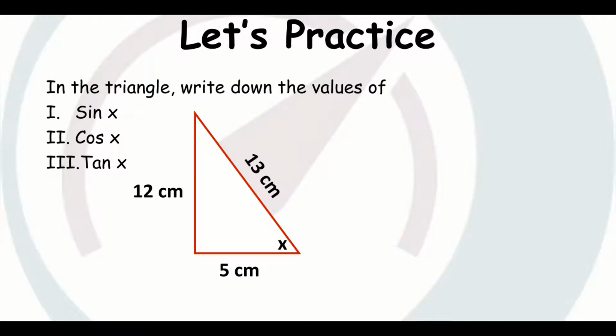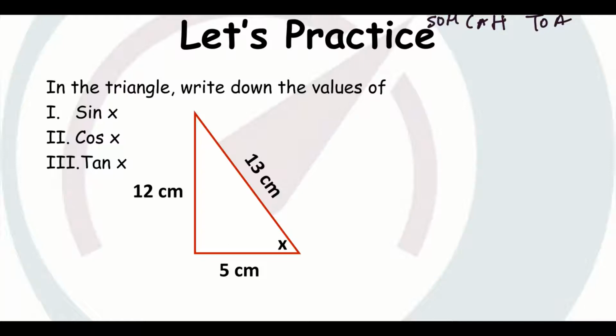Now, we're given a triangle and we're asked to write down the values of sine x, cos x, and tan x. Now, let's go again. SOHCAHTOA. So, sine is opposite over the hypotenuse. Cosine is adjacent over the hypotenuse, and tan is the opposite over the adjacent. Now it says sine x.